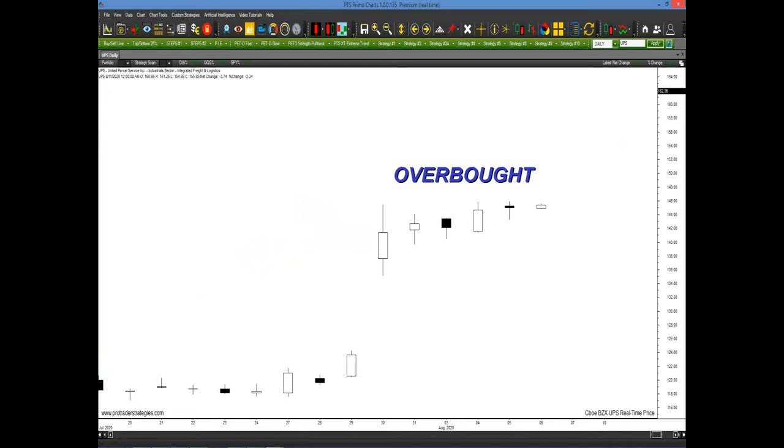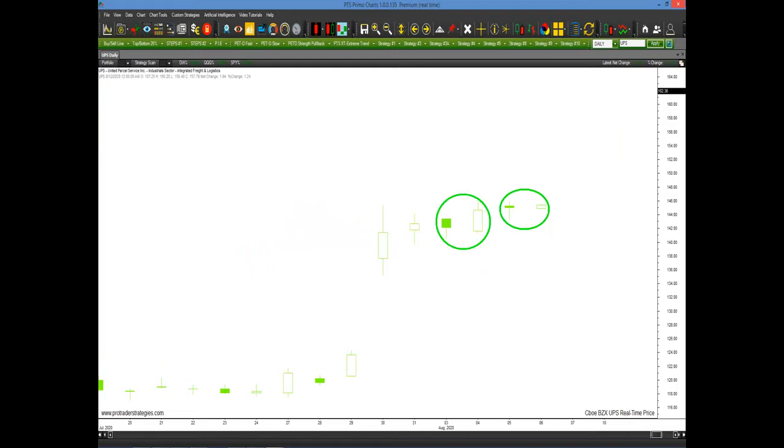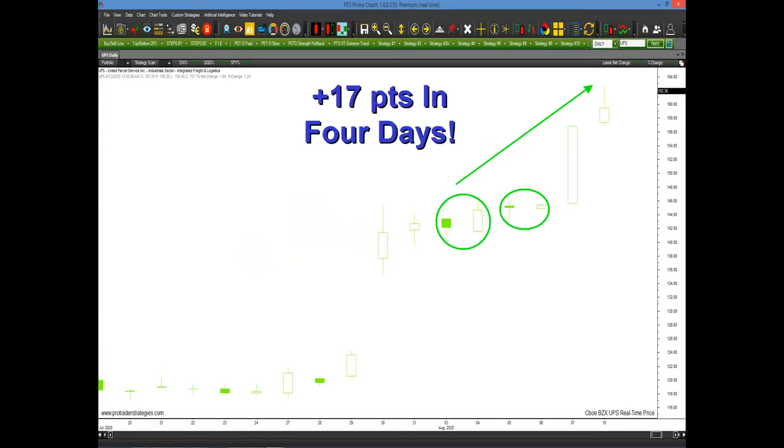But remember, it's okay as long as you're in sync with the trend. If we apply the PET D, we see that the trend is telling us it's higher. And if we look for that pattern, we have two bullish engulfing patterns right here. So the market is screaming that there's still room left to go higher. And it went up 17 points in the next 4 days.